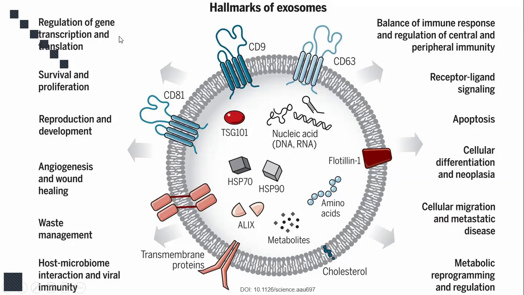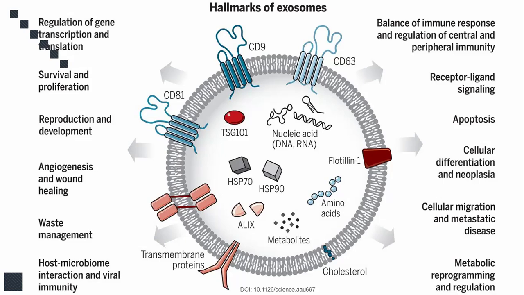One, regulation of gene transcription and translation. Don't forget the major thing that we're talking about here: how genes are regulated. We can see the exosome will do that job. Beyond that, they can do survival and proliferation, reproduction and development, angiogenesis and wound healing, host microbiome interaction and viral immunity. You can see apoptosis, receptor ligand signaling, cellular migration and metastatic disease, metabolic reprogramming, and regulation.